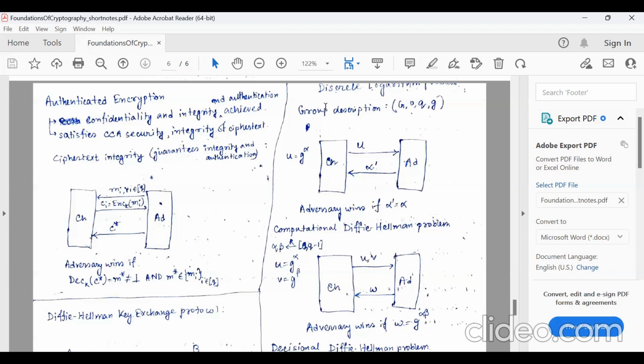Okay. So the adversary returns some group element alpha dash in response, and the adversary wins if alpha dash is equal to alpha. That is, the discrete log assumption says that this problem is hard to solve for any polynomial time adversary.